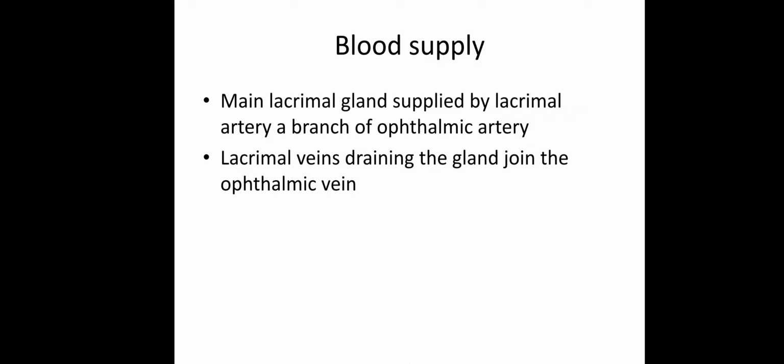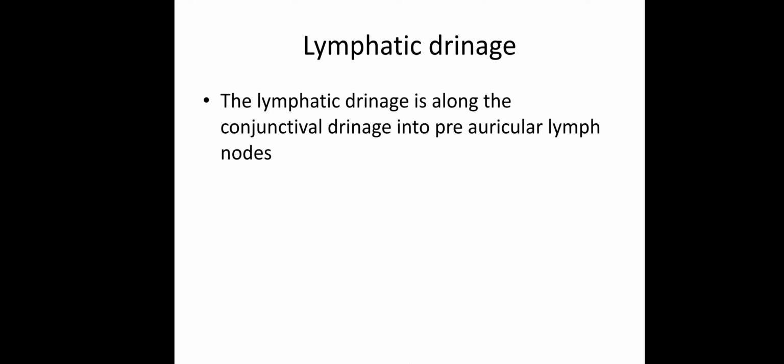Blood supply. The main lacrimal gland is supplied by the lacrimal artery, which is a branch of the ophthalmic artery. Lacrimal veins draining the gland join the ophthalmic vein. Lymphatic drainage is along the conjunctival drainage into the preauricular lymph nodes.